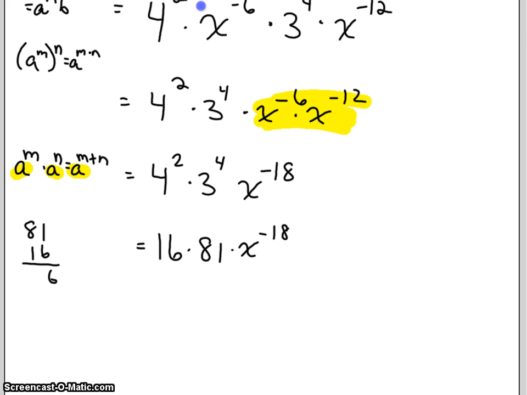So 8 times 6 is 48. And then it's just going to be an 81 there. 6, 9, 8, 9, 10, 11, 12. 1296. Okay, so now we have 1296 x to the negative 18.